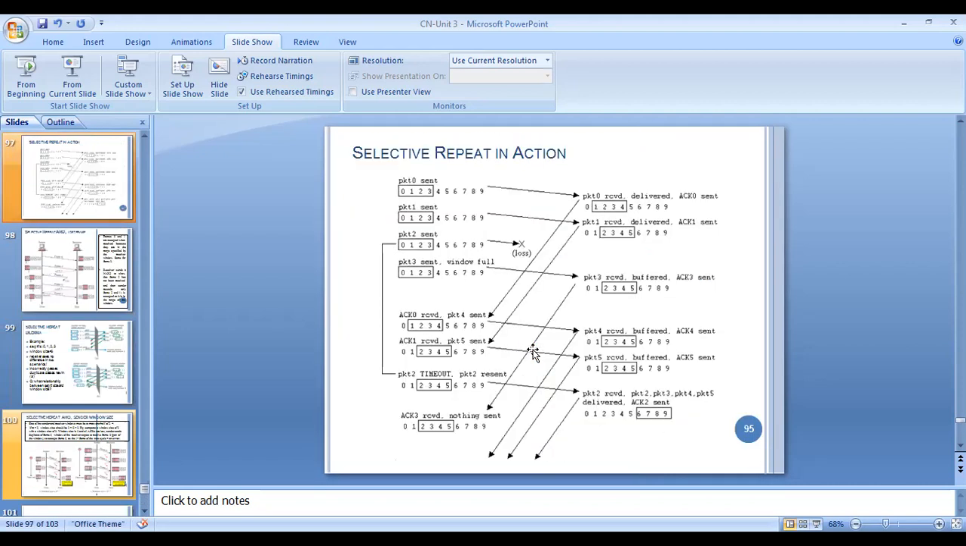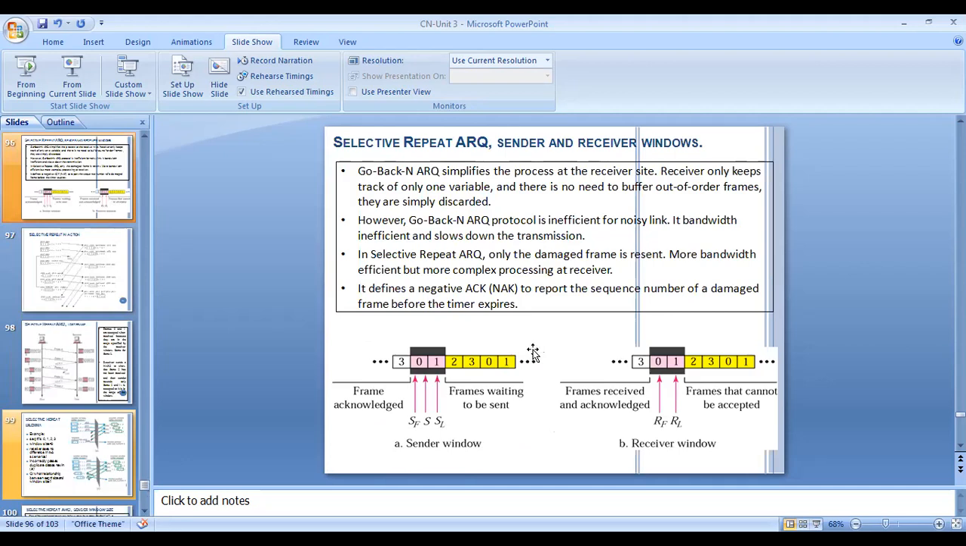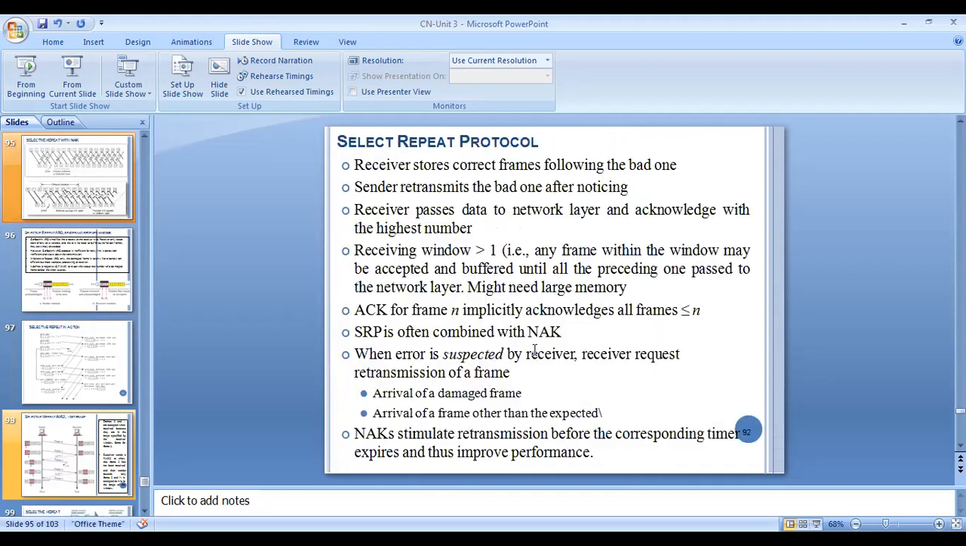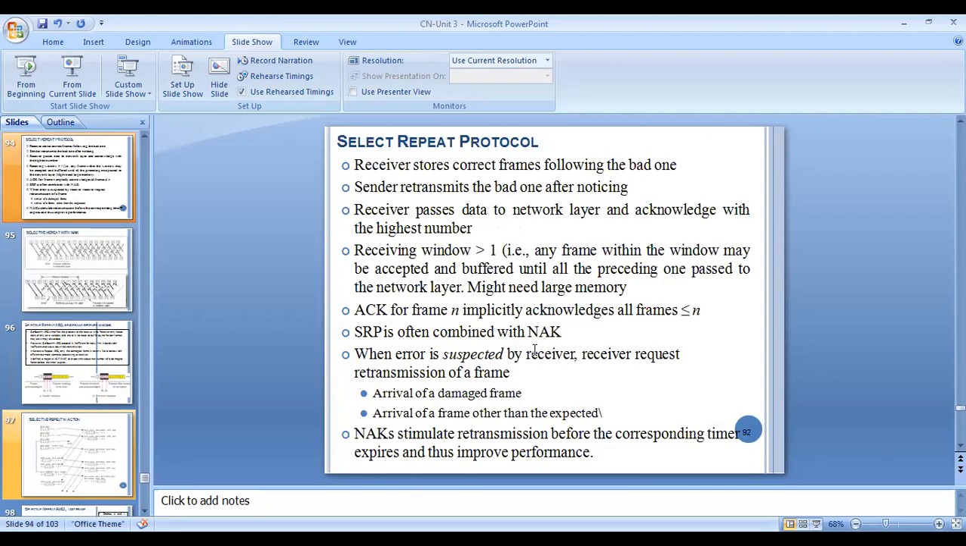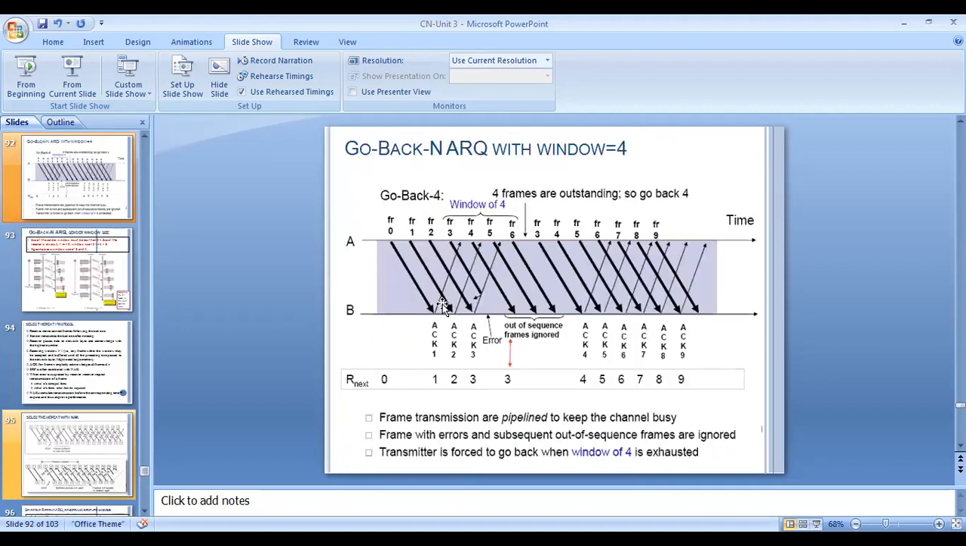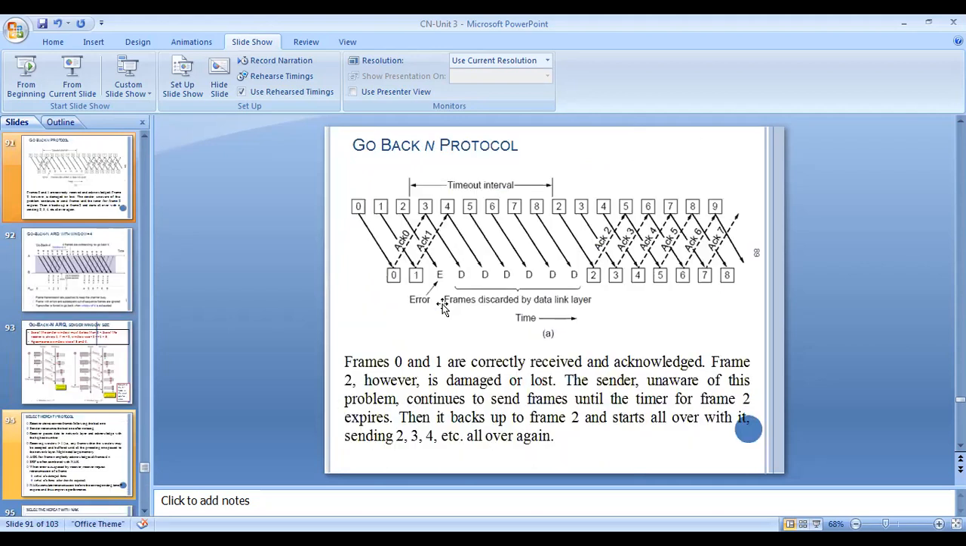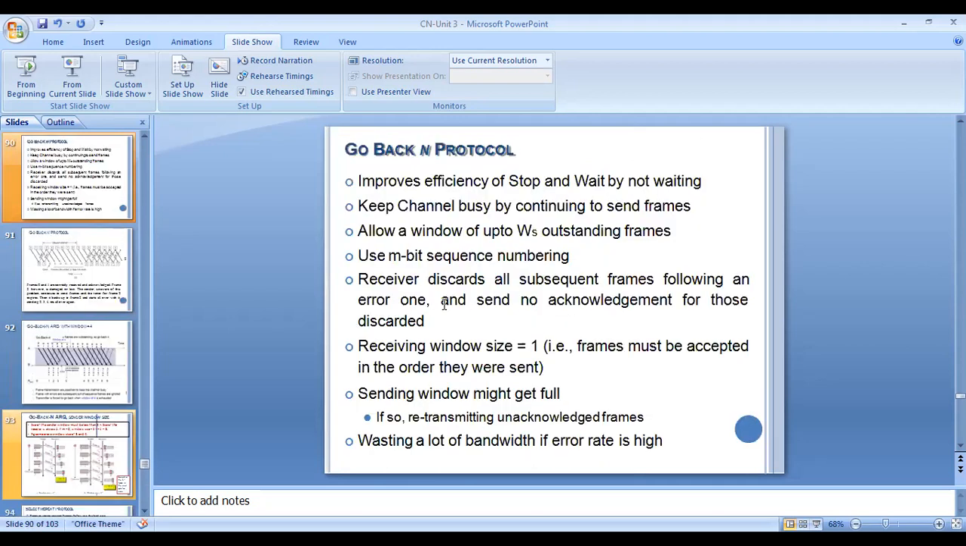So in this video we covered the two sliding window protocols, which are the solutions for the stop and wait protocol. In this video, we covered two protocols: the selective repeat protocol and the go back N protocol.